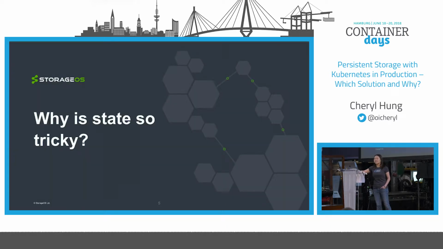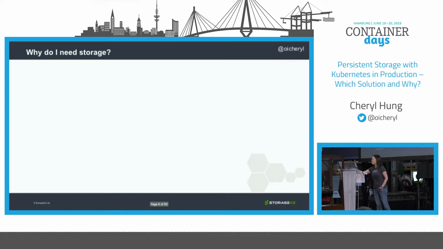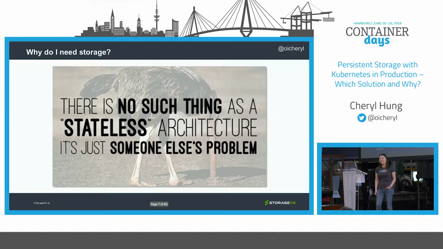OK, why is state so tricky? Why do I even need storage? Because most people here probably know that containers are supposed to be immutable and they're supposed to be stateless, which is good because you get some nice abstractions if you assume that everything is stateless. Unfortunately, there is no such thing as a stateless application or a stateless architecture. If you're doing something useful, you have to store data somewhere, which means you have to make a decision about the storage.